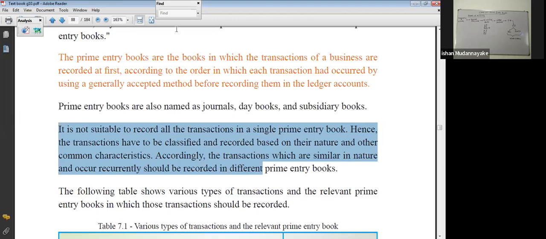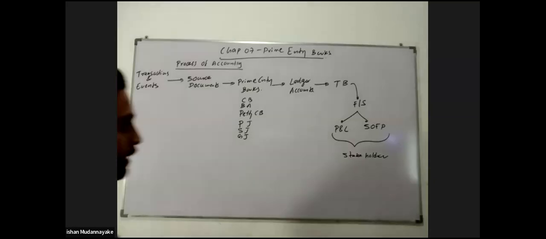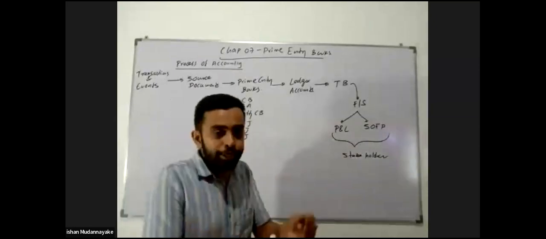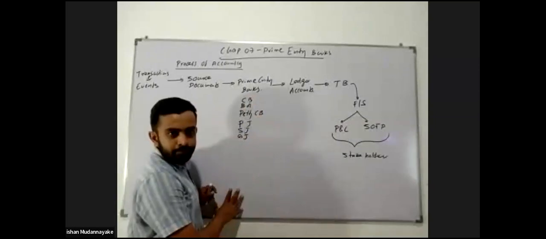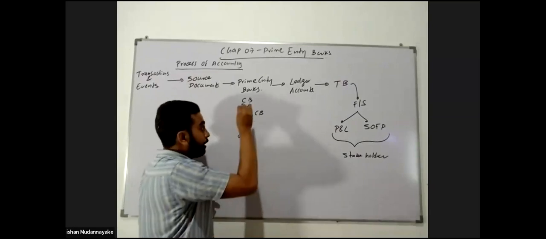It is not suitable to record all the transactions in a single prime entry book. Hence, the transactions have to be classified and recorded based on their nature and other common characteristics. Accordingly, the transactions which are similar in nature and occur recurrently should be recorded in different prime entry books. We can't record all the transactions in a single prime entry book. Depending on the nature of transactions, we use different prime entry books.